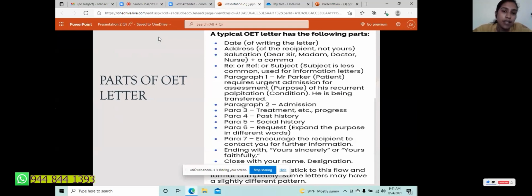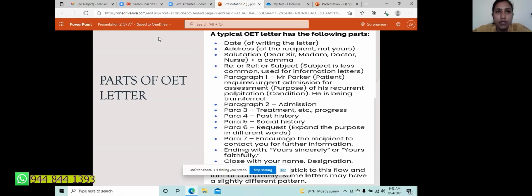In an OET letter, sometimes people will start with the address, and second they will write the date. Some people start with the date. Both are correct, so you can start with the date or with the address. I'll go through this fast because you already know these things. First we write the address, then the date, then the salutation, then the reference, who we are referring to, the patient name and the age.